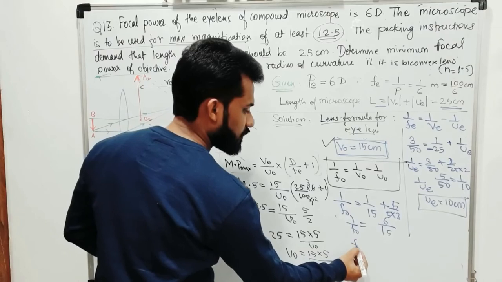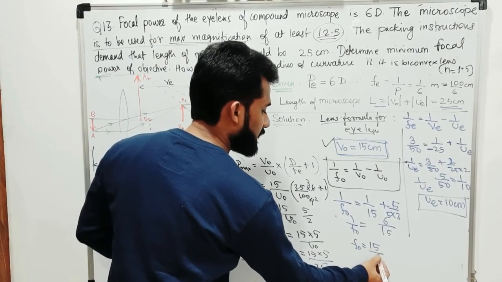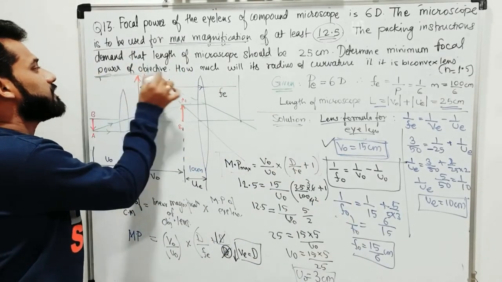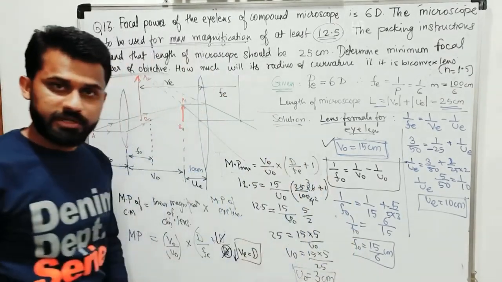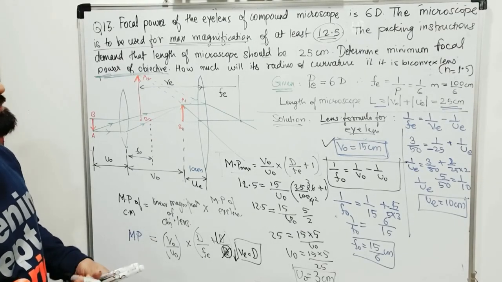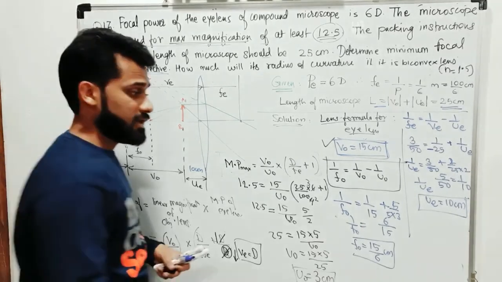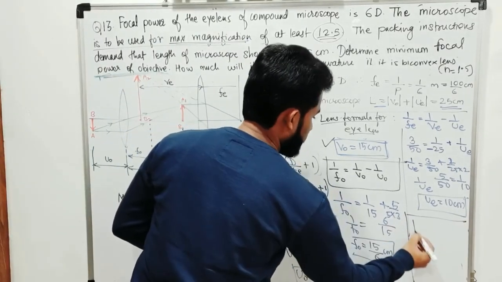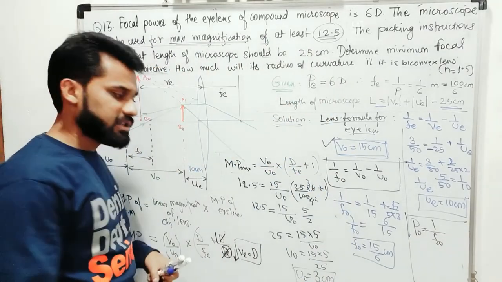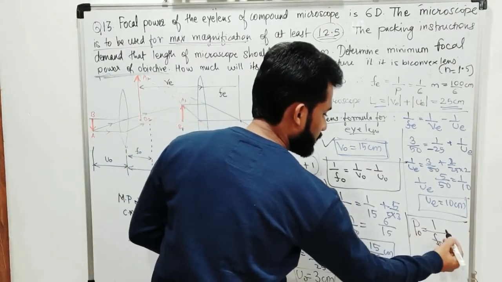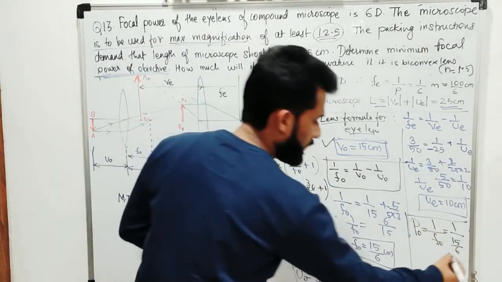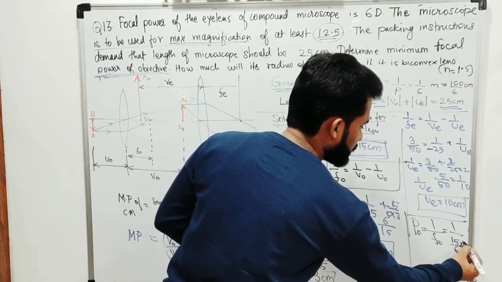So what is the value of F0? F0 will be 15 by 6 centimeters. But the question asks, what is the power of objective, not the focal length of objective. How to find power of objective? Power of any lens is the reciprocal of the focal length basically. Power of objective will be 1 upon focal length of objective. What is the focal length of objective? 15 by 6, but in centimeters, so into 10 raised to minus 2.